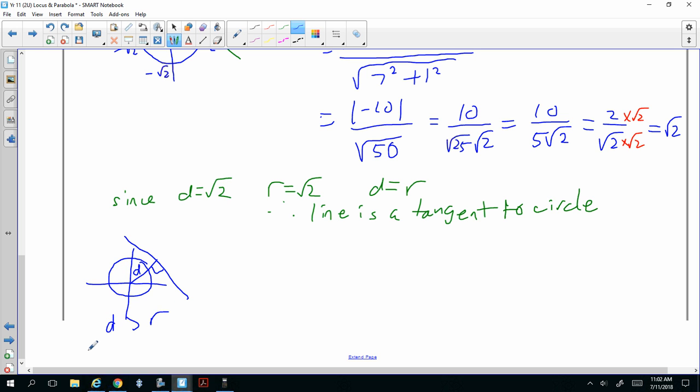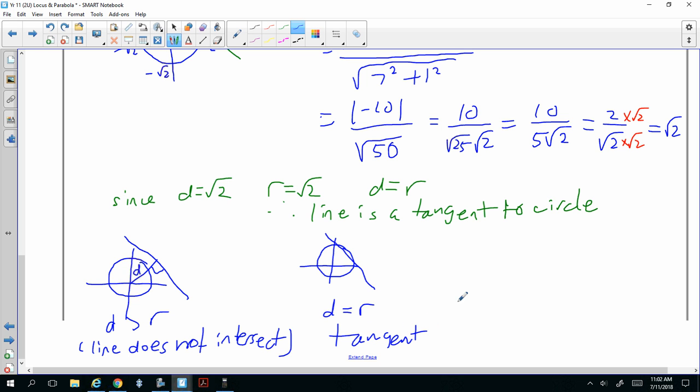Line does not intersect. And what's the other one? d is equal to the radius. In that case, that's a tangent. And if d is less than the radius, we say it intersects twice, or a secant. Intersect twice. This is instead of using discriminant less than 0, discriminant equal to 0, or discriminant bigger than 0. Does that make sense?